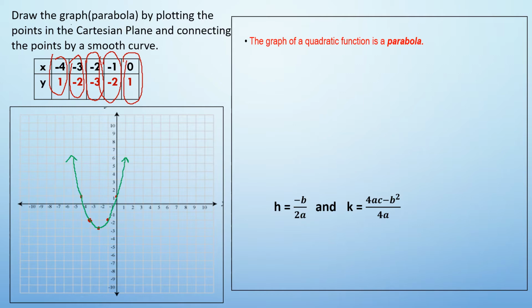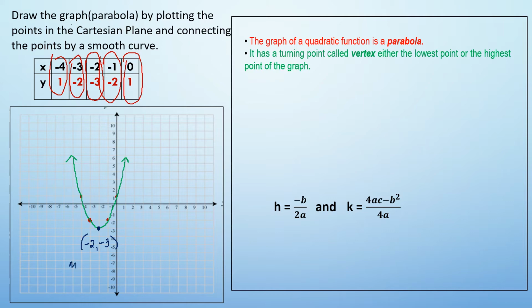In the given graph, the graph of a quadratic function is what we call a parabola. It has a turning point called vertex, either the lowest point or the highest point of the graph. So in the given example, the vertex is at point -2, -3. So this is the vertex. Also what we call the minimum point in our parabola.